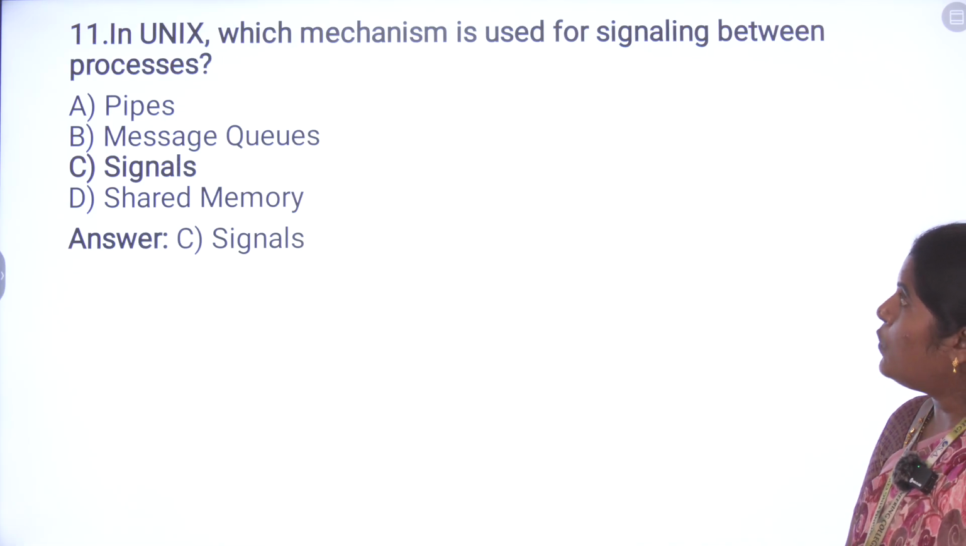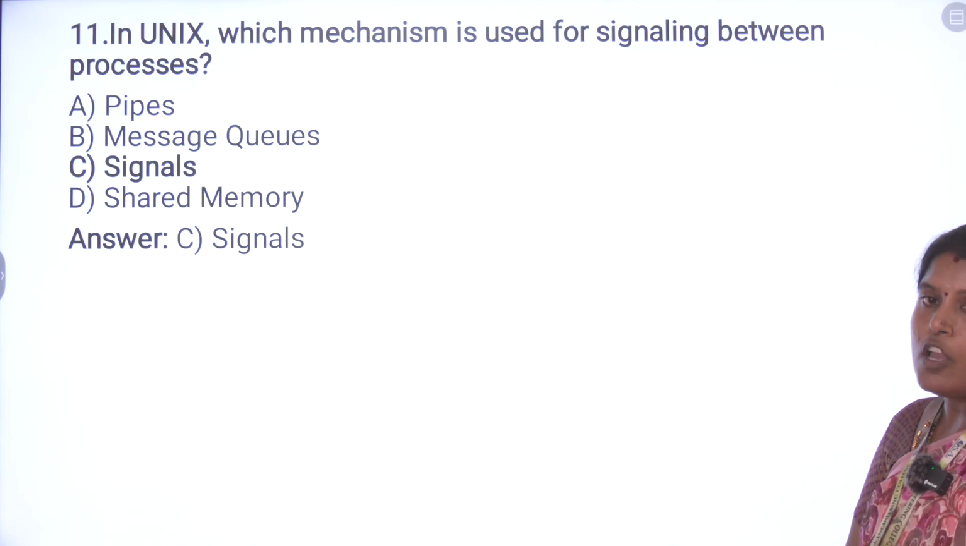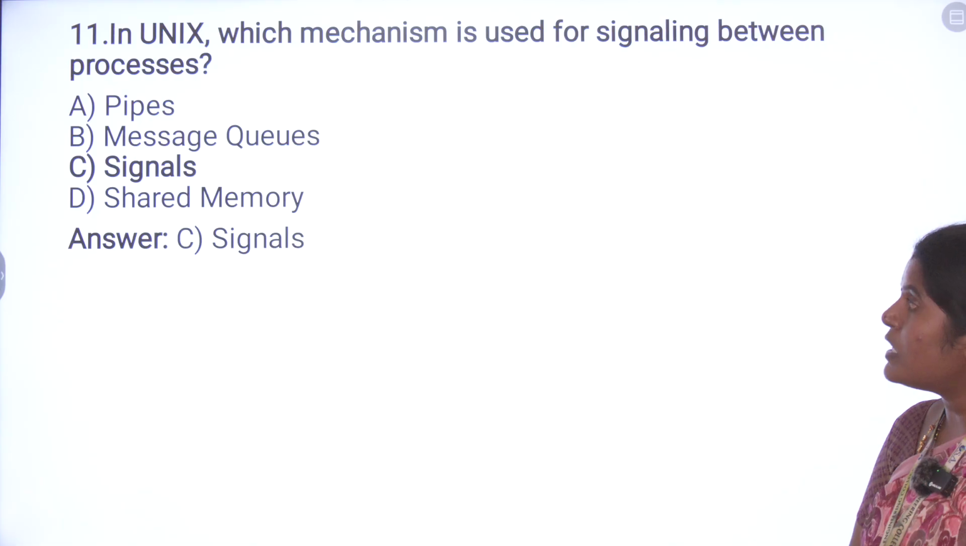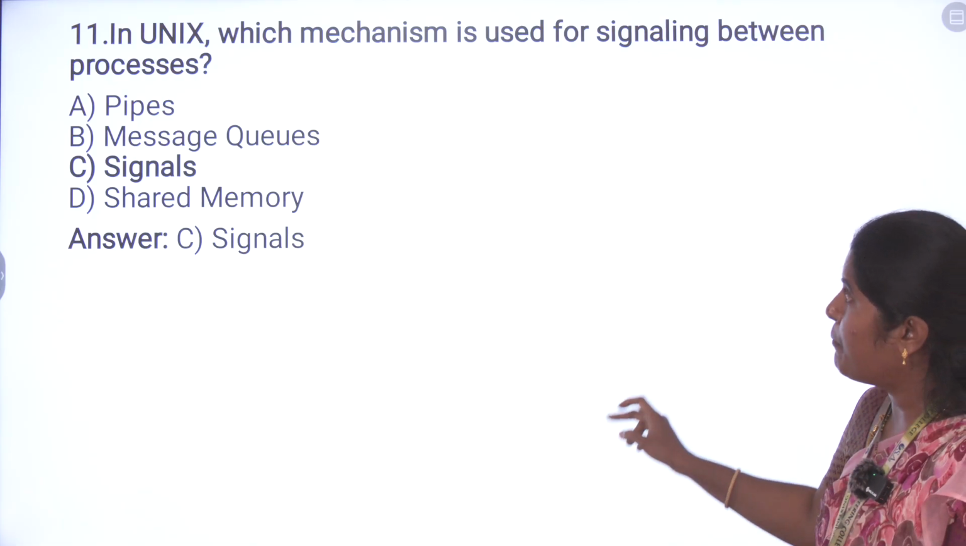11th question: in Unix, which mechanism is used for signaling between the processes? The options are pipes, message queues, signals, shared memory, and the answer is signals.